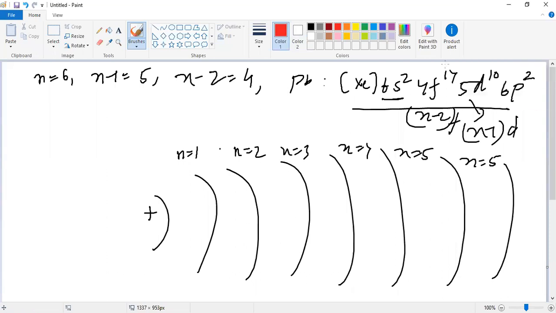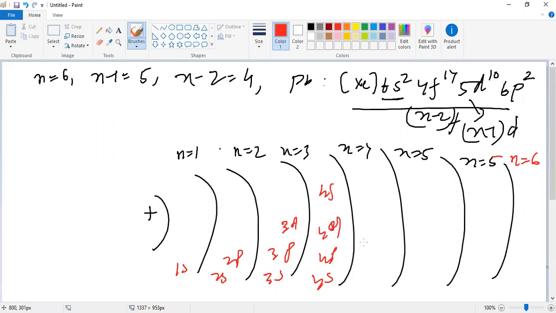Okay, pay attention please. This is what I'm explaining the second time. See, for n is equal to 1, you have 1s, then you have 2s and 2p, then you have 3s, 3p, 3d, 4s, 4p, 4d, 4f, 5s, 5p, 5d, 5f.